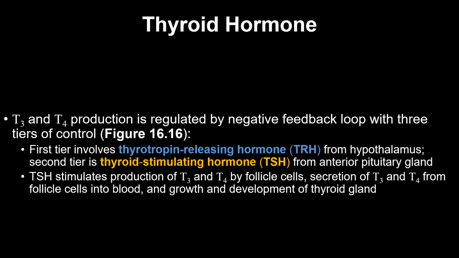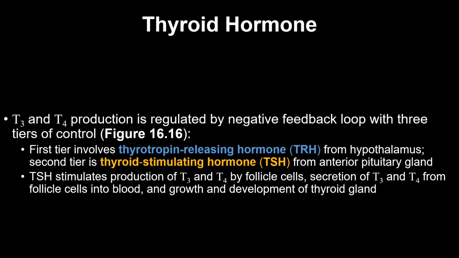Now, as with most hormones, T3 and T4 production is regulated through that negative feedback loop. But it is important to note that this negative feedback loop has multiple tiers of control, involving both thyrotropin-releasing hormone from the hypothalamus as the first tier and thyroid-stimulating hormone from the anterior pituitary as the second tier. Hypothalamic neurons are going to secrete that TRH at a fairly consistent rate, which then will travel to the anterior pituitary via the hypothalamic-hypophyseal portal system, and it stimulates production and release of TSH.